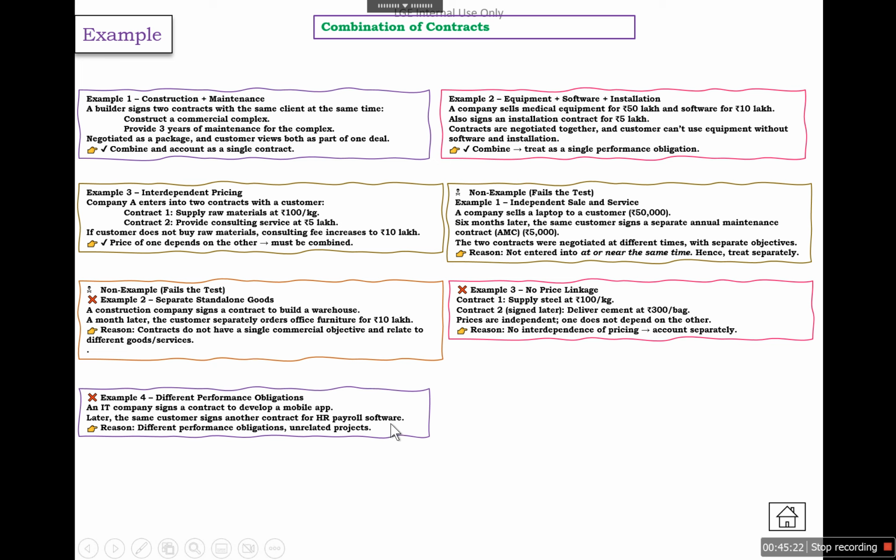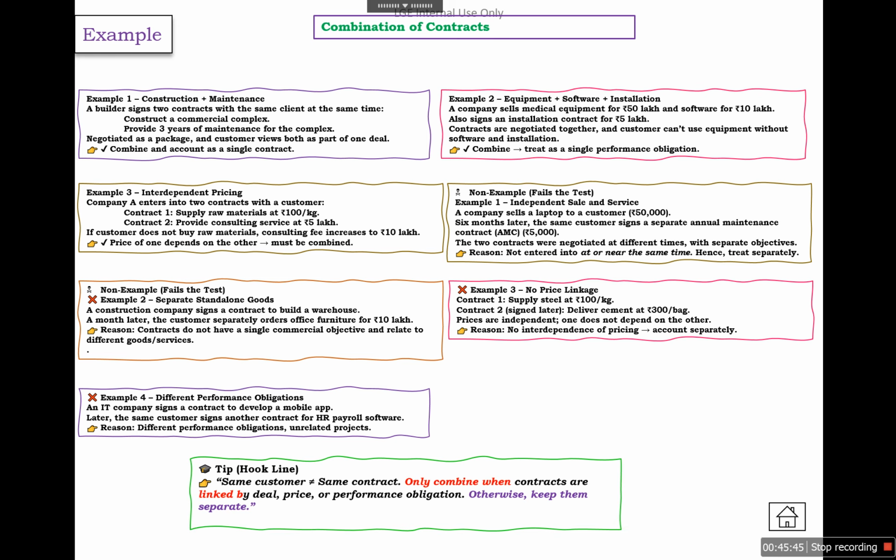Fourth example is an IT company signs a contract to develop a mobile app. Later on, same customer signs another contract for HR payroll software. So here the performance obligations are different and these are for unrelated projects, so should not be combined. So the outline is that the same customer doesn't mean the same contract. Only combine when the contracts are linked by deal, price or performance obligation. Otherwise, we need to keep them separate.